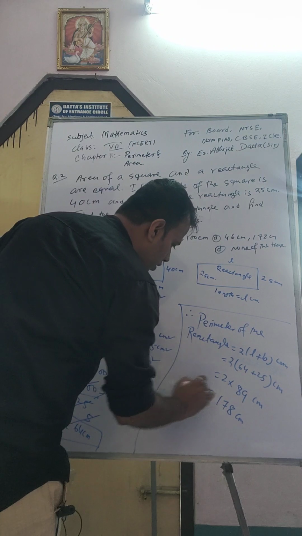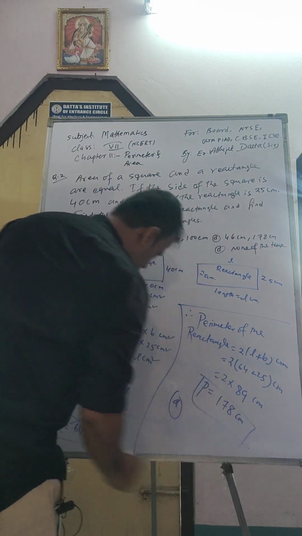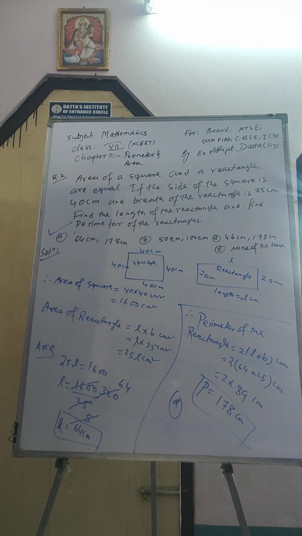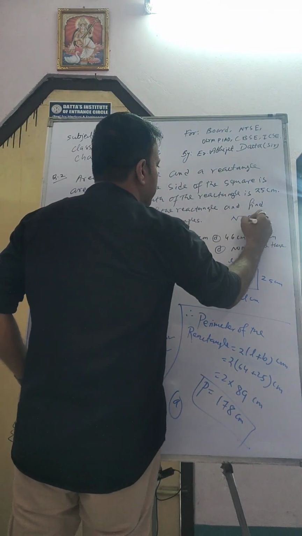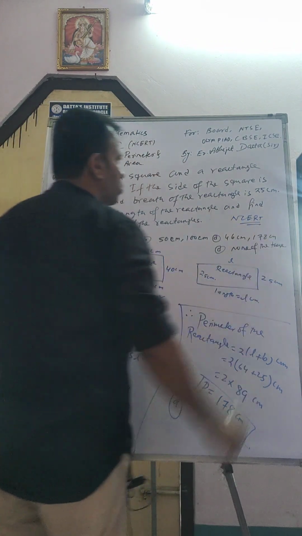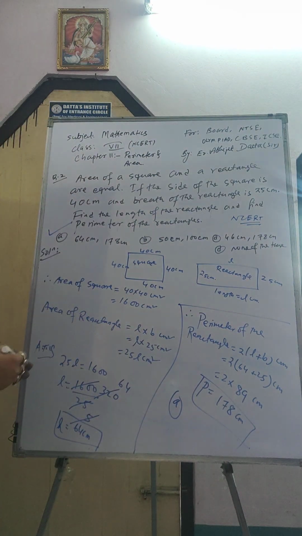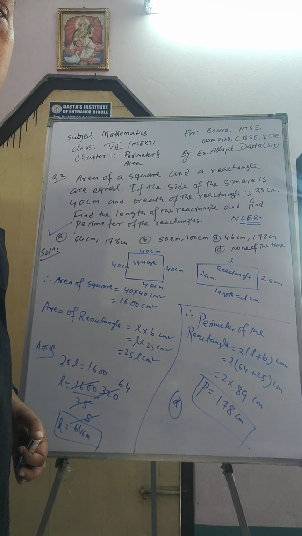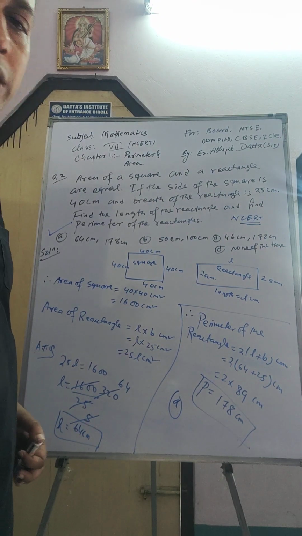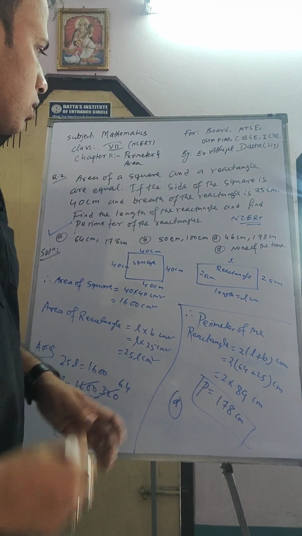Option A is the correct option. This one is the perimeter, and this one is the length. This question I also took from NCERT, and it will help you in the preparation of board exams, that is school exams, and Olympiad and NTSE exams also. So we move on to the next question. Let me explain again in short.